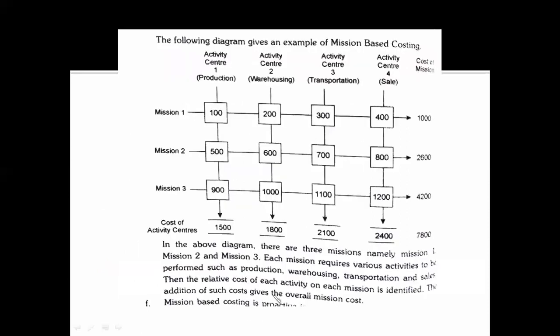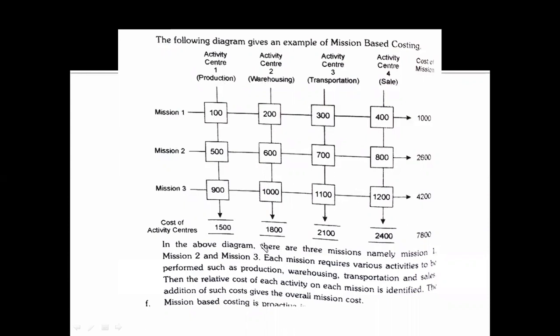Now here you can see, in this picture, the following diagram gives an example of mission-based costing. You can see over here, for making a product, for example, mission 1, mission 2, like that it is given. The first mission will involve production activity, warehousing activity, transportation activity, sales activity. For mission 1, these are the expenses incurred: 100, 200, 300, 400. And finally you will get the cost of mission, that is the cost of one mission.